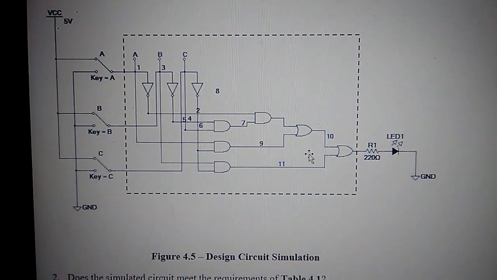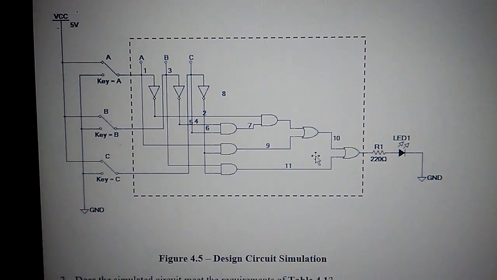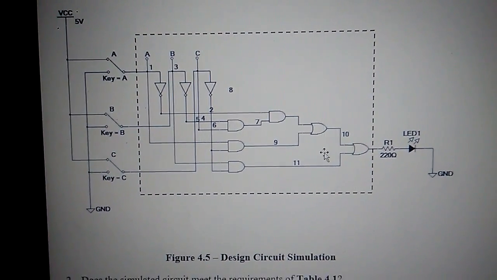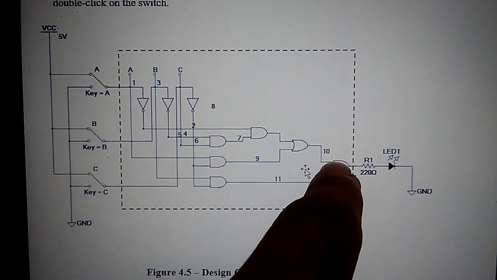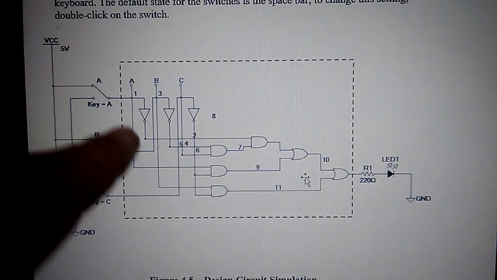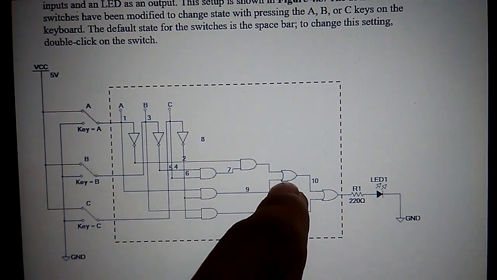Hello everybody, I'm constructing this logic circuit. These are all different types of gates. This is an inverter, AND gate, OR gate.